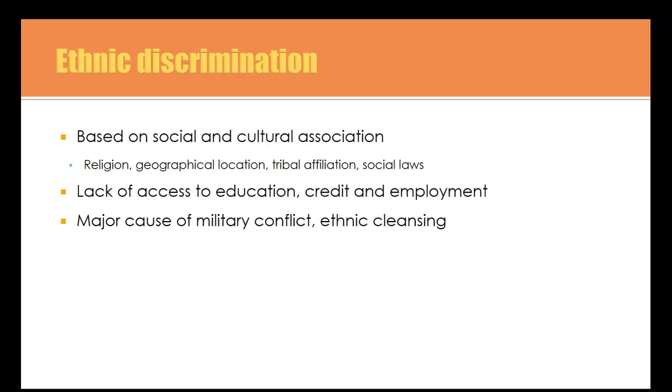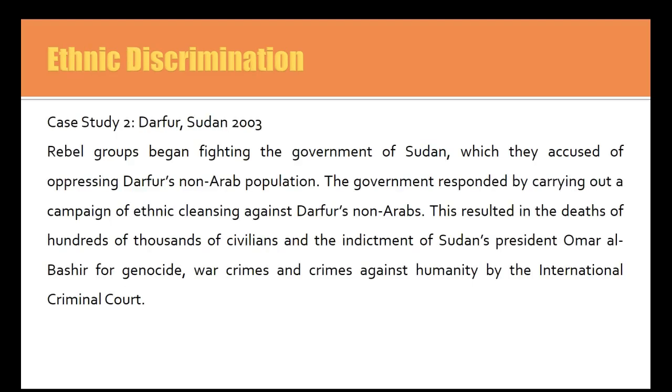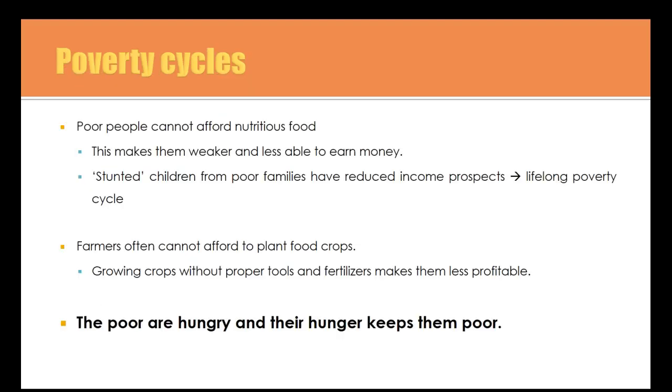And then we have ethnic discrimination as well. So that's based on either social or cultural association. Usually results in a lack of access to education, credit, and employment, which will impact their risk of developing either hunger or famine. We've got another case study from Sudan, so make sure you read that one.